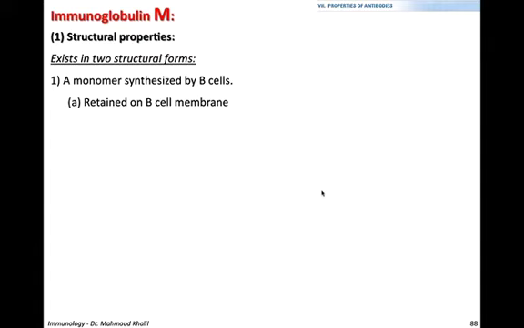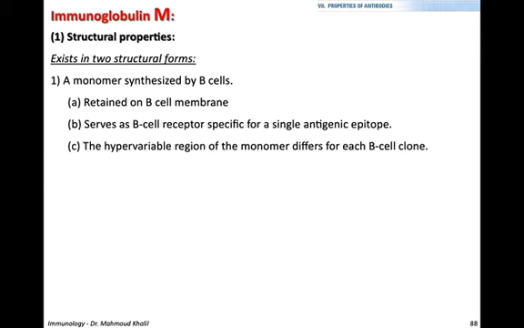So now we'll talk about the IgM. IgM exists in two structural forms: a monomer, which is synthesized by B cells and, as we said before, is expressed on the B cell membrane, and serves as a B cell receptor specific to a single epitope. The hypervariable region of this monomer differs for each B cell clone, because generally all the B cell clones initially will express IgM, but you need to understand the hypervariable region is different.